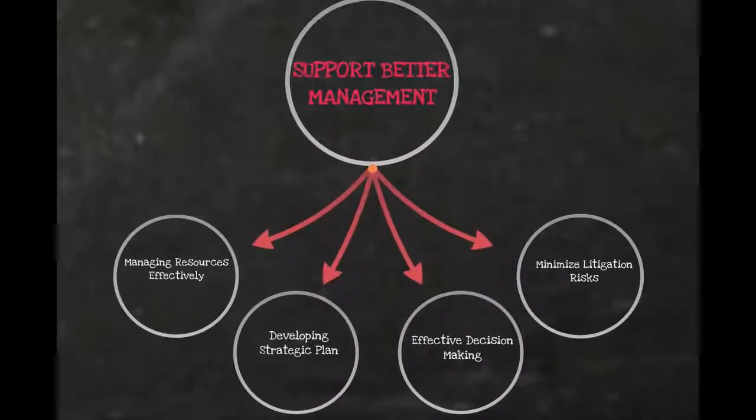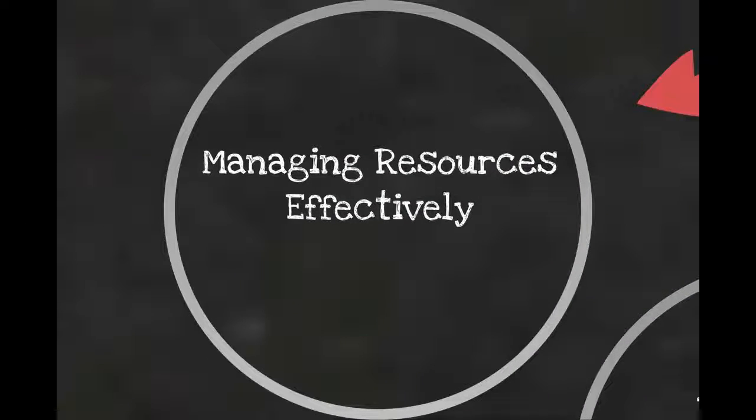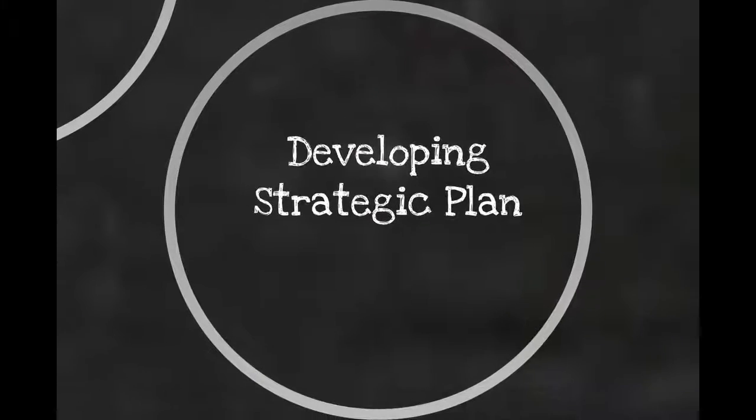And last but not least is the impact on supporting better management. First, managing resources effectively. Resources such as human, knowledge, accommodation, equipment, financial, and payroll are essential to the success of recognizing records as a strategic resource. Therefore, an organization can manage the resources effectively and efficiently if a systematic records management program is applied in the organization. Second, developing a strategic plan.